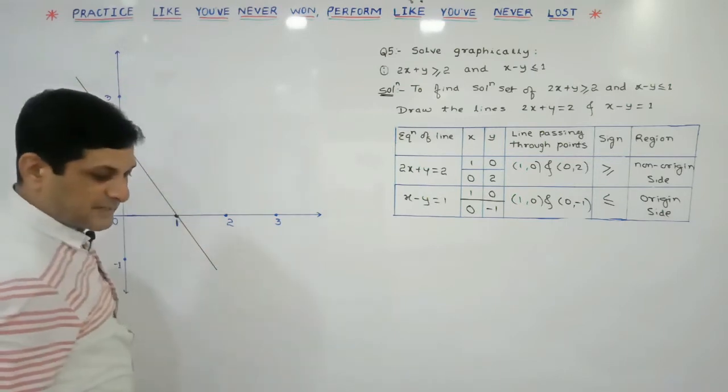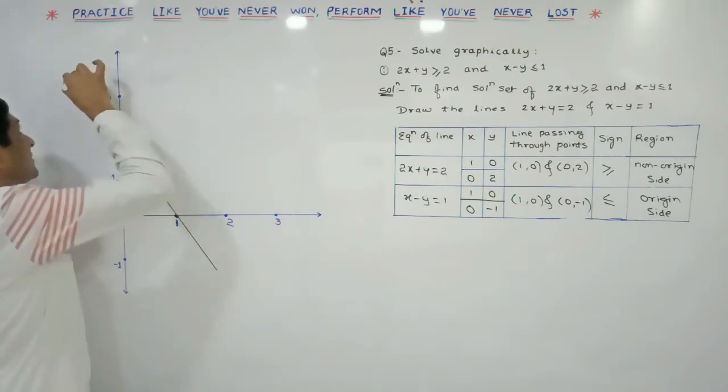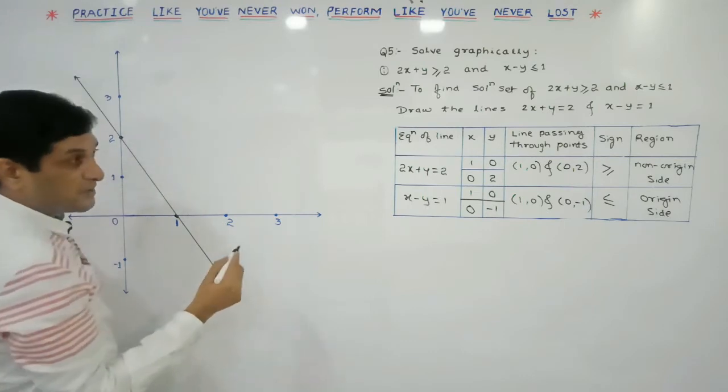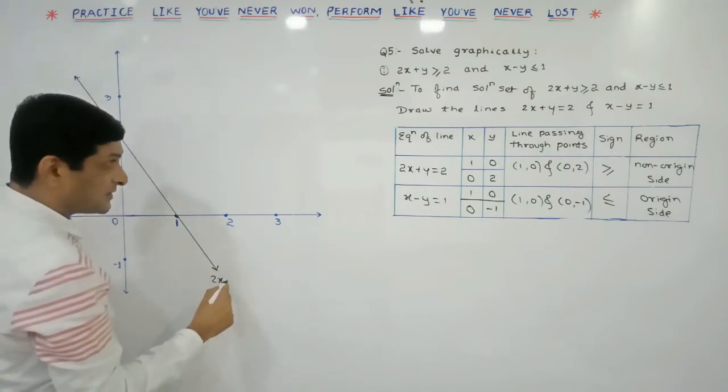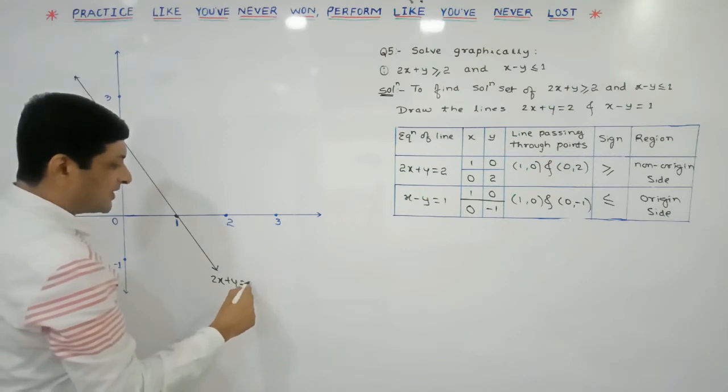Now write down the equation of this line. What is the equation of this line? 2x + y = 2.